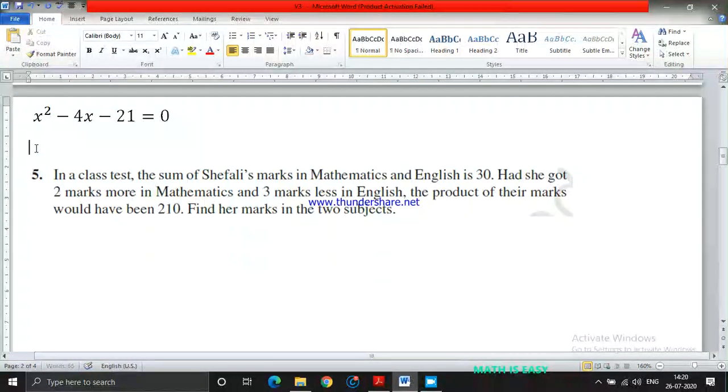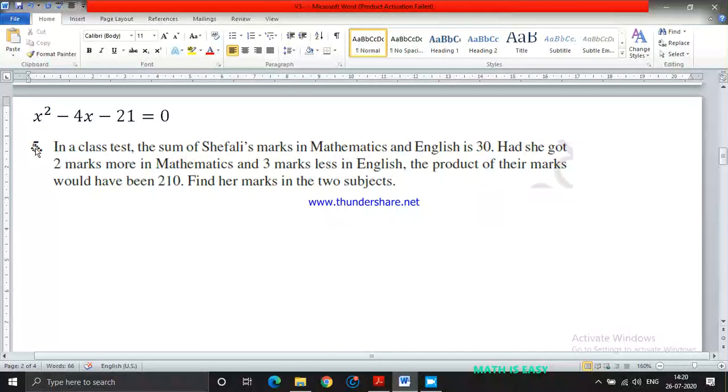I think one x value will come negative and one x value will come positive. As age cannot be negative, whatever is positive, that I will take. So I am leaving it here, to find the x value, as homework. Okay, what is the next question that is given?